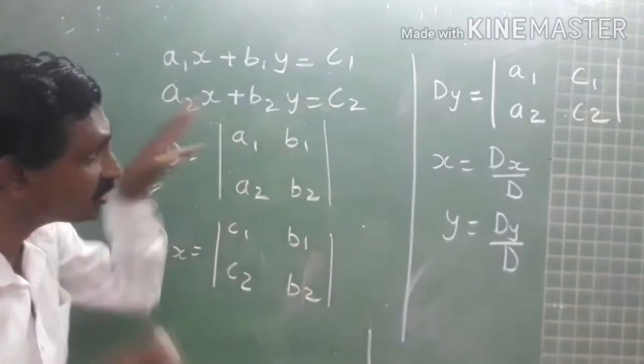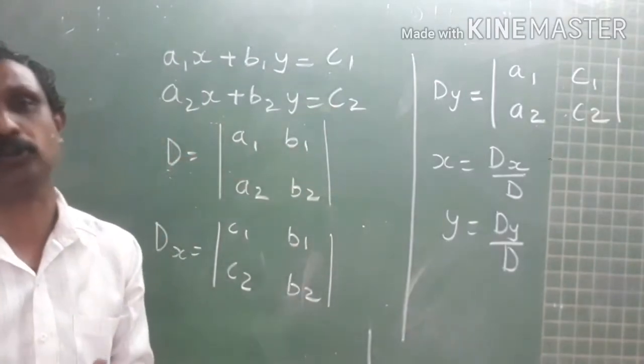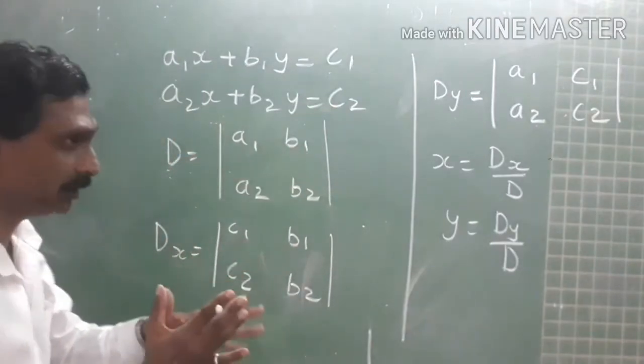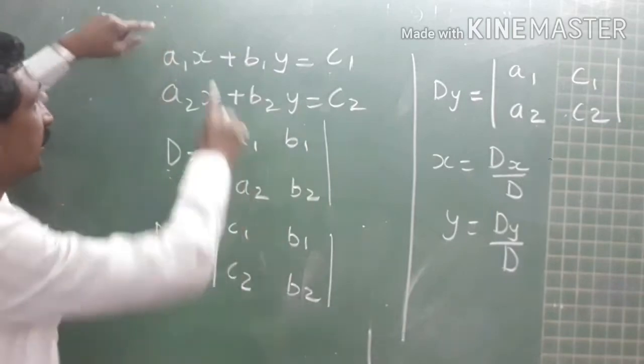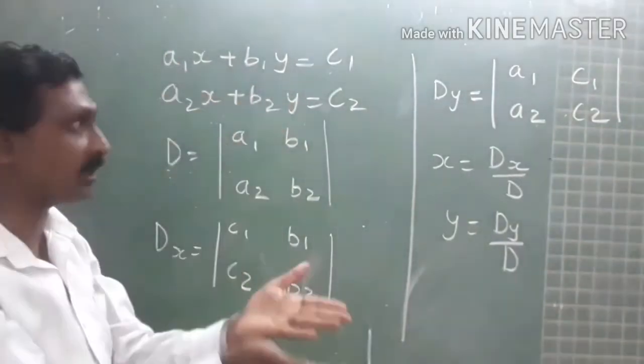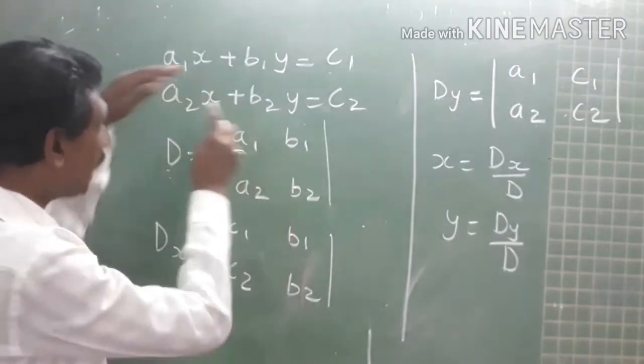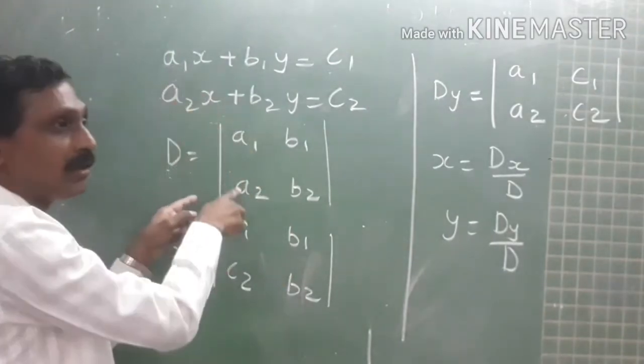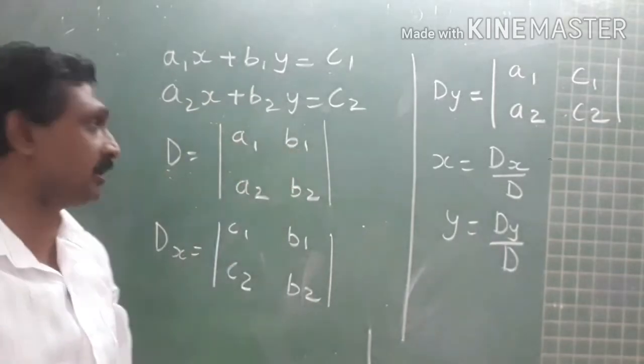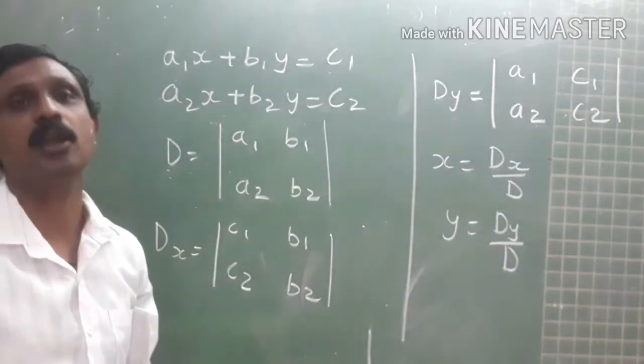These are the equations we should do before we proceed with the next example. There are two equations given. A1x plus b1y is equal to c1. A2x plus b2y is equal to c2. As per the values, they are being placed in the determinants to get the certain values.